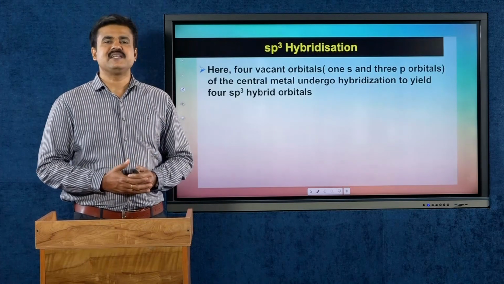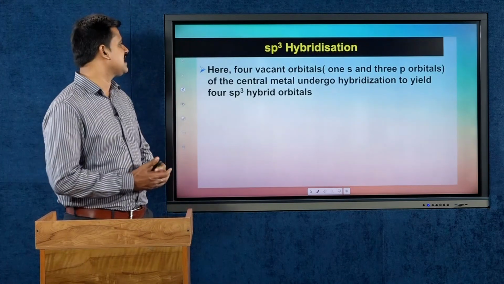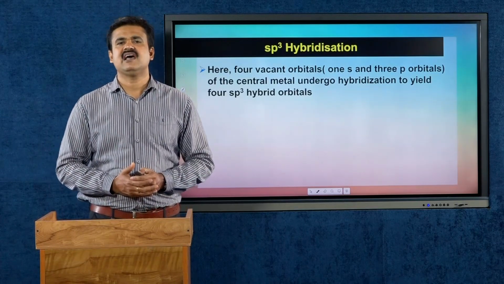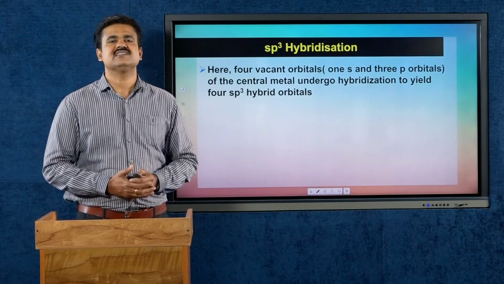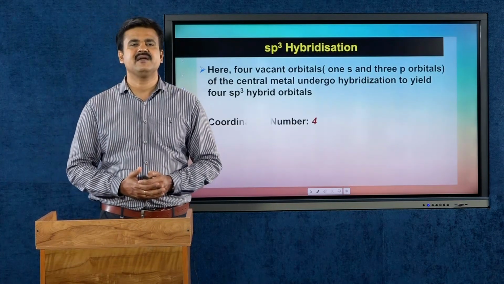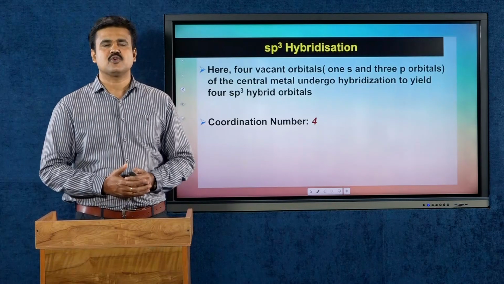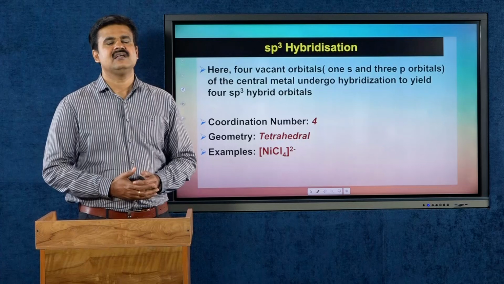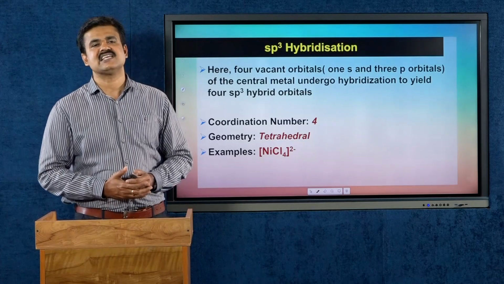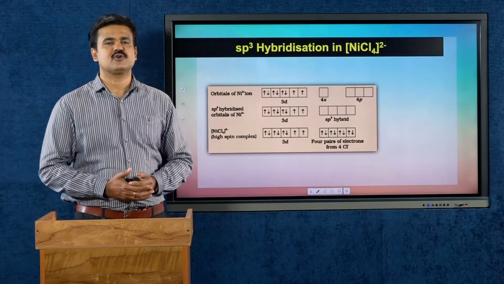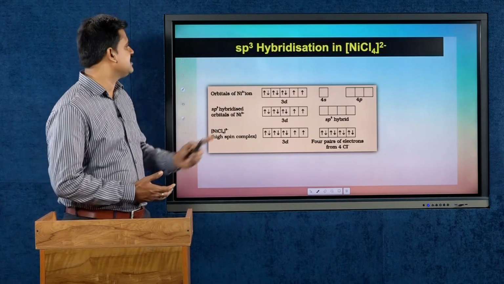First of all, sp3 hybridization. In sp3 hybridization, 4 vacant orbitals, preferably 1 s orbital and 3 p orbitals of the central metal, undergo hybridization to yield 4 sp3 hybrid orbitals. This is shown by systems with coordination number 4. The geometry will be tetrahedral and a typical example is [NiCl4]2-. The sp3 hybridization in [NiCl4]2- is discussed here.